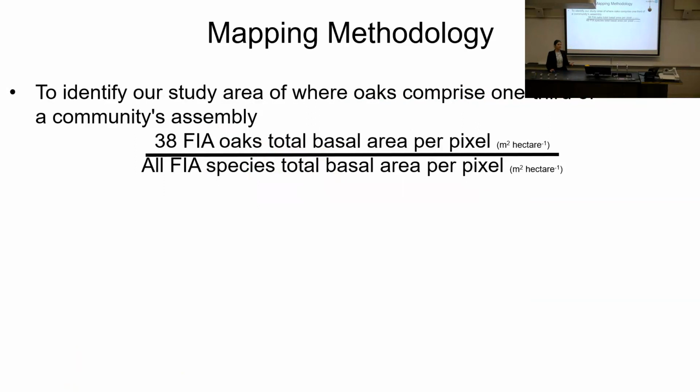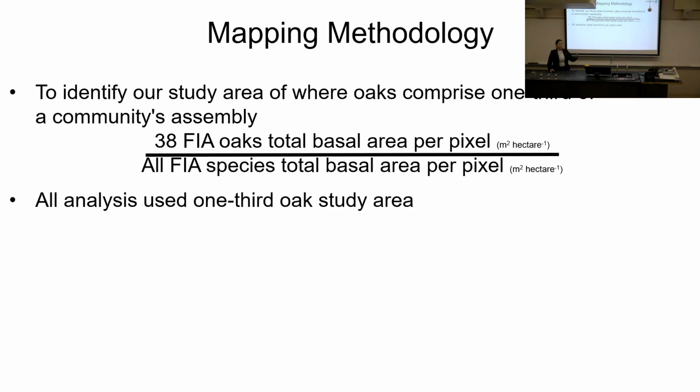First, we wanted to identify our study area where oaks comprise at least 1/3 of that community's assembly. We decided on this 1/3 value because we wanted to be sure to include more shrubland oak areas where the overall biomass of trees might be a little bit lower because of these types of environments. So we took the 38 forest inventory analysis oaks total basal area per pixel and divided that by all forest inventory analysis species total basal area per pixel. Then we selected areas that were greater than 1/3. Moving forward, all analysis used this 1/3 oak study area.